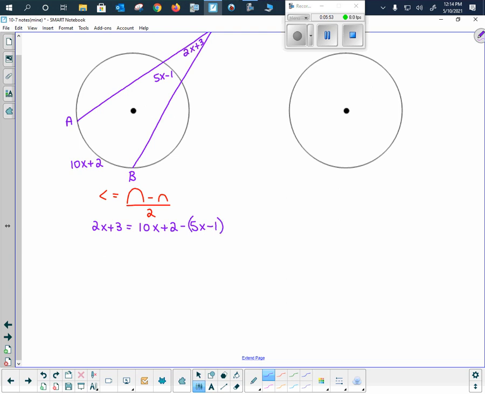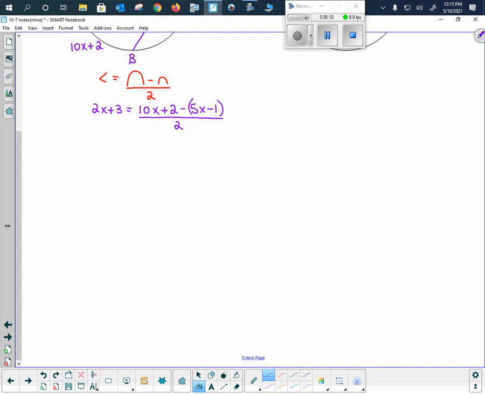If you've got more than one term, guys, remember that algebra rule, you've got to distribute that negative sign. So that must be written in parentheses. That's the biggest mistake people will make on this type of problem. And then it's, of course, all over 2. Okay, so if you're okay with that part, now you're on to the algebra again.